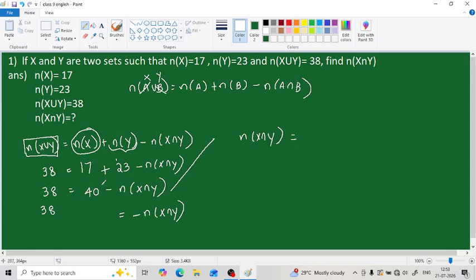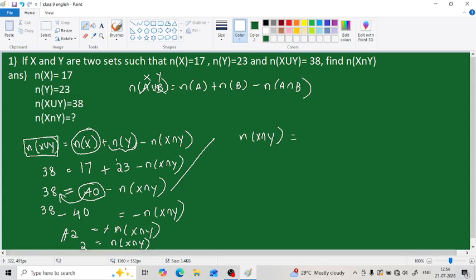So what is the remaining term here? There is a plus 40 excess here, so we are replacing it to the opposite side of equal to, so we are replacing it to this side. Then what will it become? Minus 40. Okay, so 38 minus 40 is what? Minus 2 equal to minus n of x intersection y. If there are negatives on both sides, we can cancel them. So what is our answer? 2 equal to n of x intersection y.